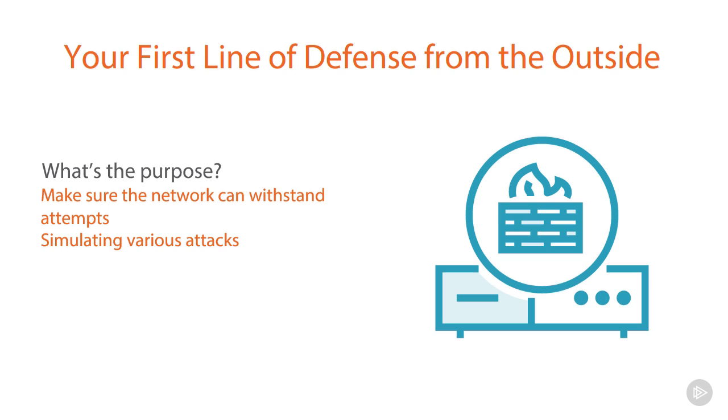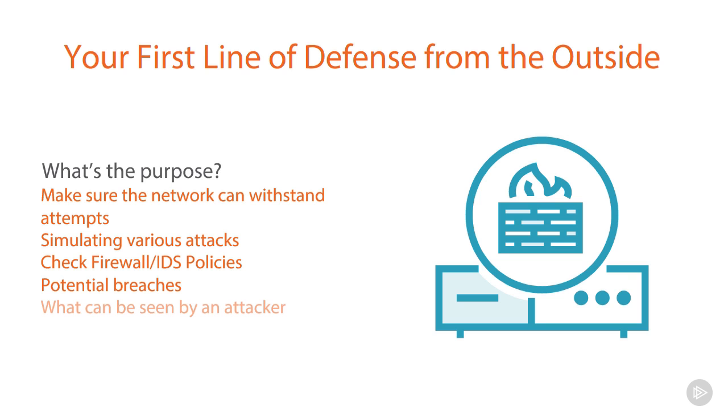My goal here is to see if I can get around it. And I'm going to do that again by just trying all different types of attacks on these different devices. And of course the other reason why we do this is to check the firewall and the IDS policies that they have in place to make sure that they're locked down as tightly as possible while still providing some functionality, right? Because I could just lock it down so tight that you can't be productive at all. And of course, obviously, we're looking for any type of potential breaches and looking at what can be seen by the attacker if they are able to get past these devices.